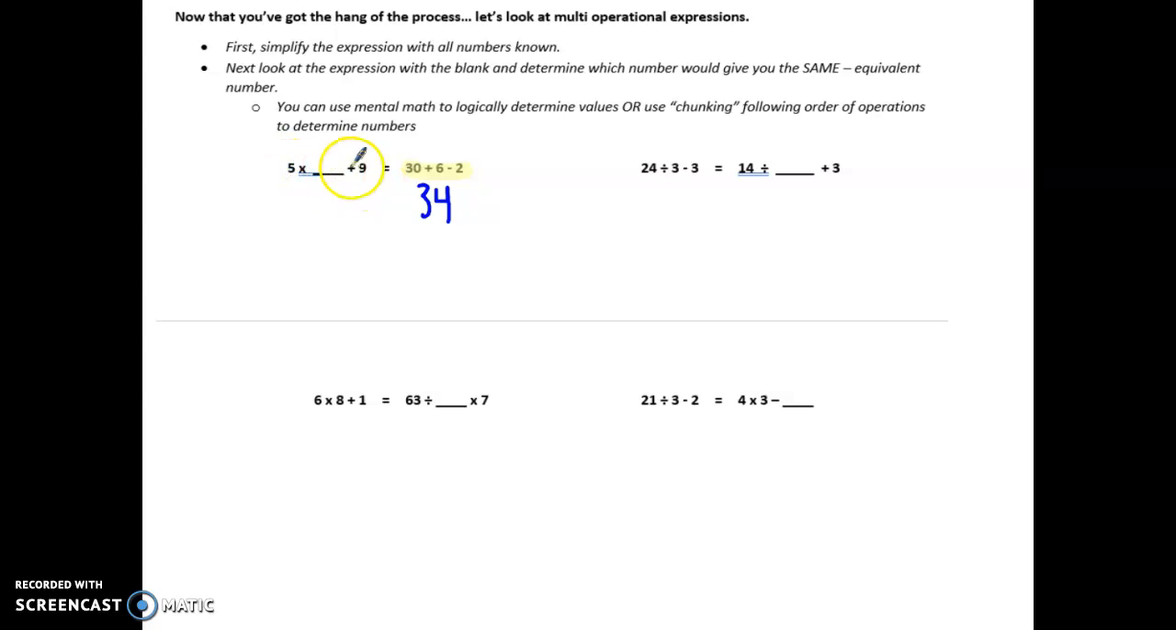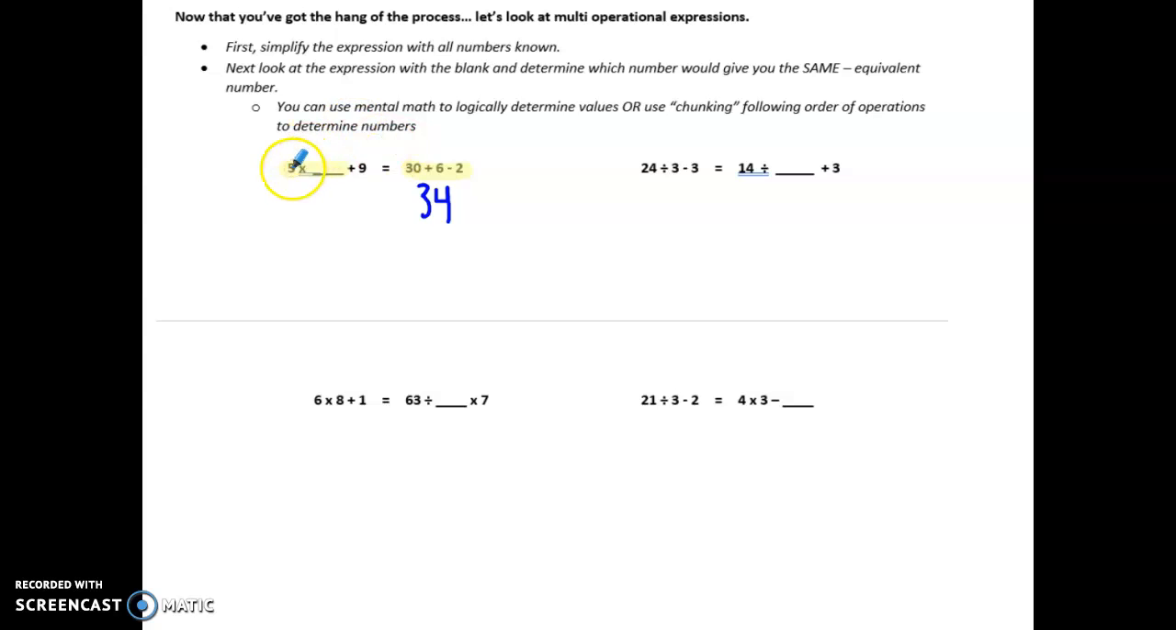So if you notice, you've got two operations here. We've got 5 times blank plus 9. Now, order of operations would tell you that I need to do my multiplication first, correct? So I'm going to call the technique chunking. We need 5 times something plus 9 to give me 34. So basically, the answer in this yellow portion has to be a blank. Blank plus 9 equals 34. It's two steps, so we're going to do two steps.